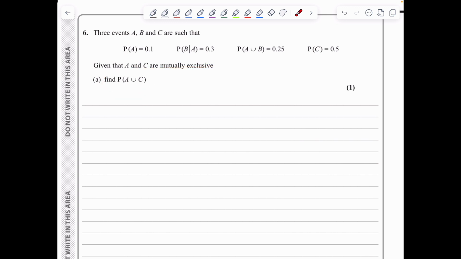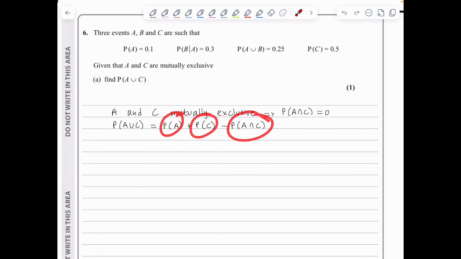Well, first of all, we know that if two events are mutually exclusive, then their intersection is empty, so the probability of A intersection C is 0. Additionally, we know that for any two events, the probability of A union C is the probability of A plus the probability of C minus the probability of A intersection C. So the probability of A is 0.1, the probability of C is 0.5, and the probability of their intersection is 0. So A union C is 0.6.